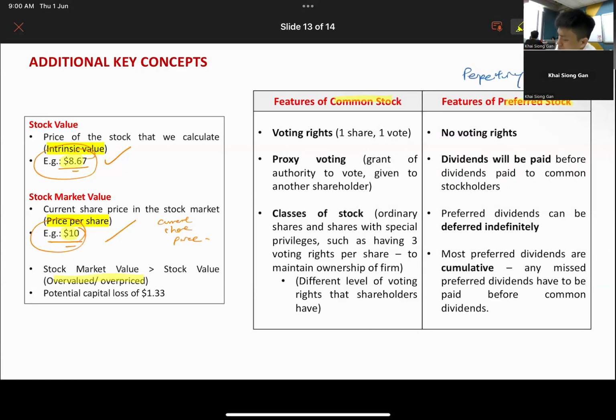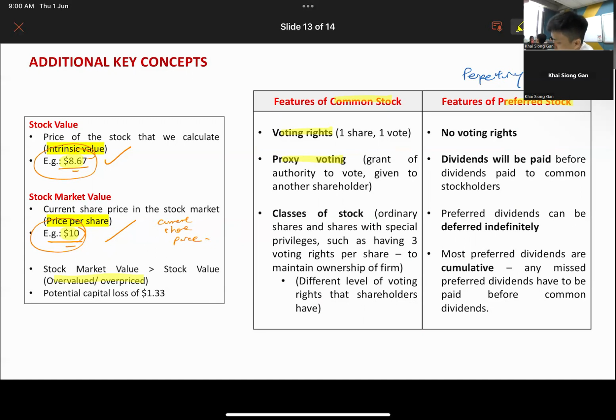For example, if you are holding common stock, you have voting rights. One share, one vote. Sometimes they might have proxy voting. Proxy voting means that you can allow someone to work on behalf of you. You can grant the authority to other people, to your friends, even to another shareholder. So that's called proxy voting.